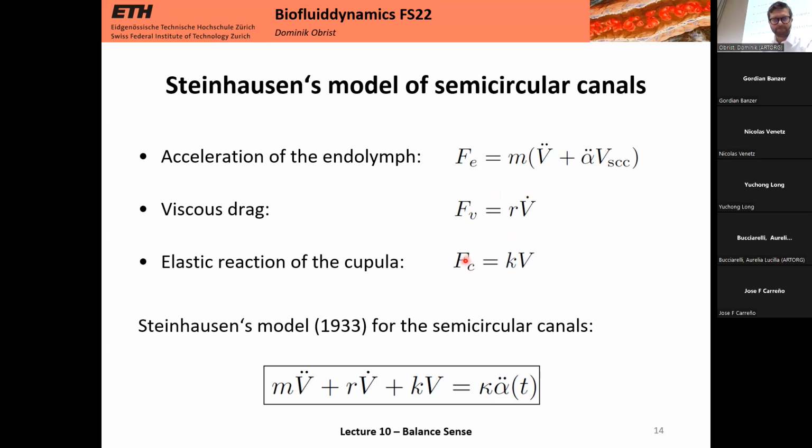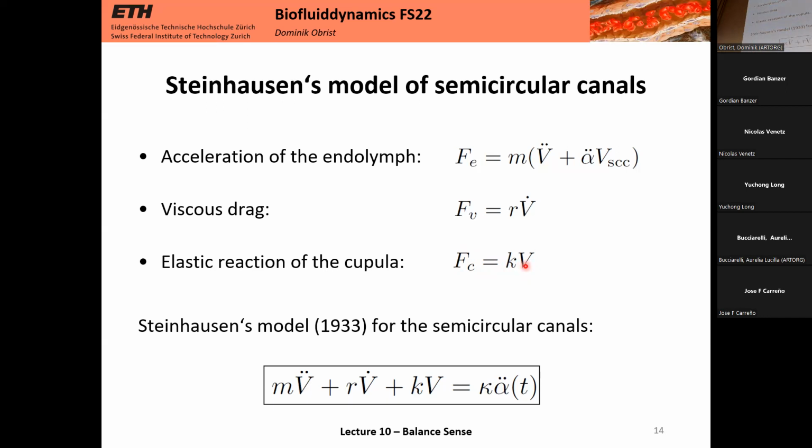And finally, we need a force from the cupola. We have not yet talked about what the cupola is doing. The cupola is an elastic structure, right? And if we are displacing it, it's pushing back. It's similar to the spring that we had in the otolith organ, okay? So if we push the cupola in, it wants to push back.